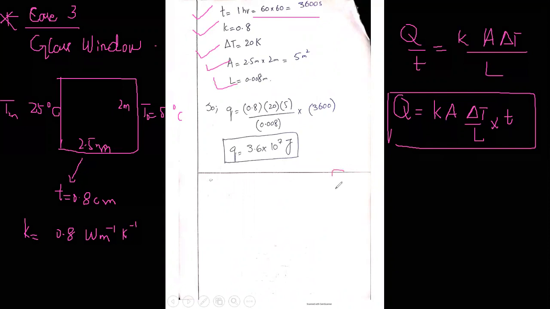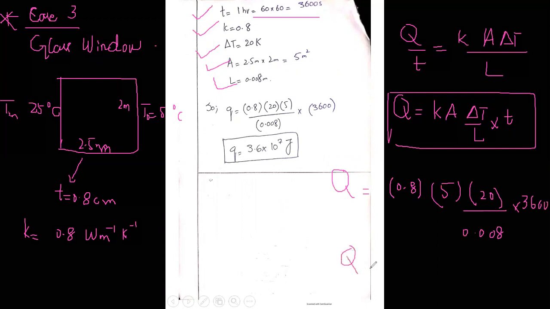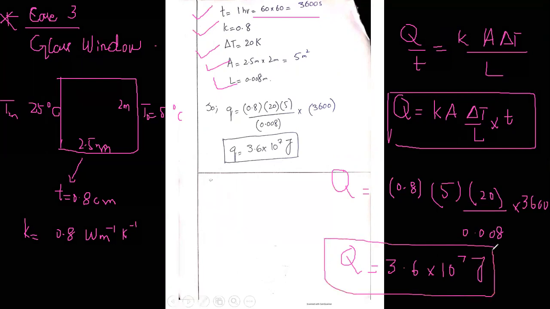So Q equals K, 0.8, area 5, delta T 20, length 0.008, multiplied by time 3600. So the value of Q equals 3.6 times 10 raised to the power 7 joule. This is the required answer, so we have done case 3.